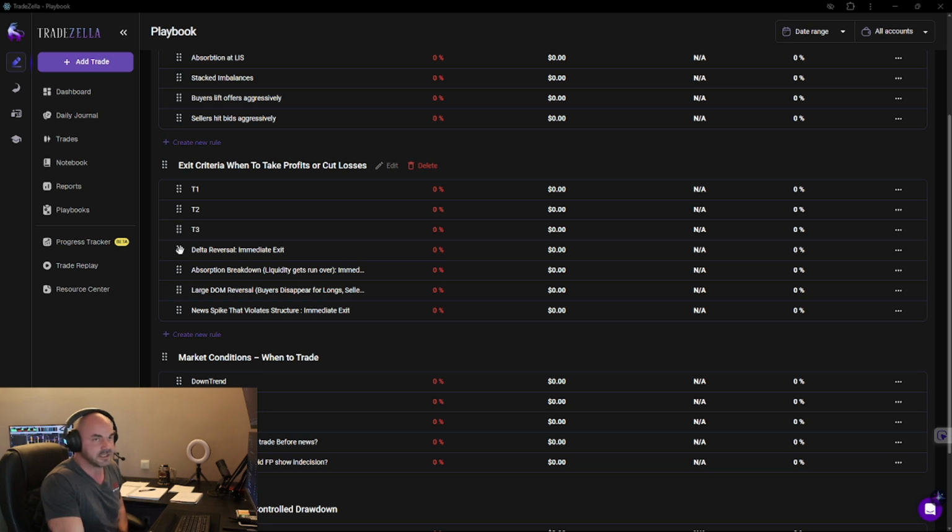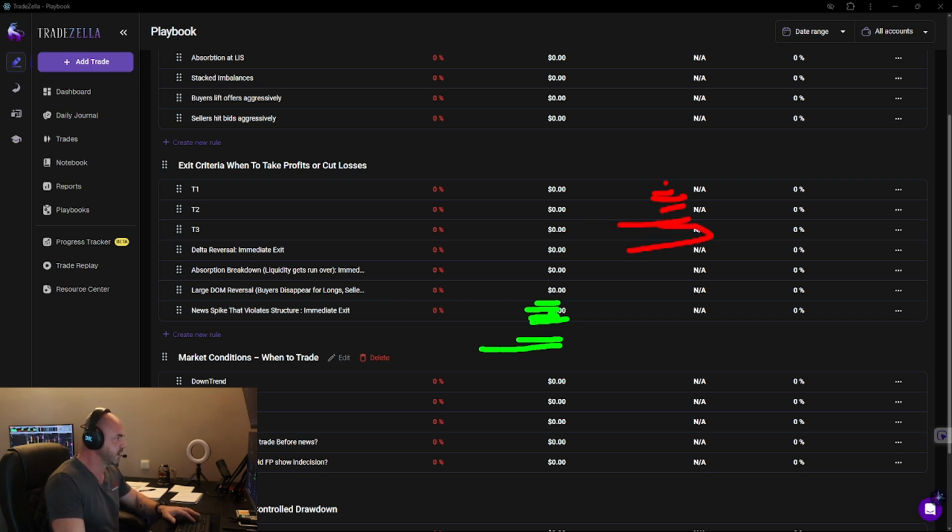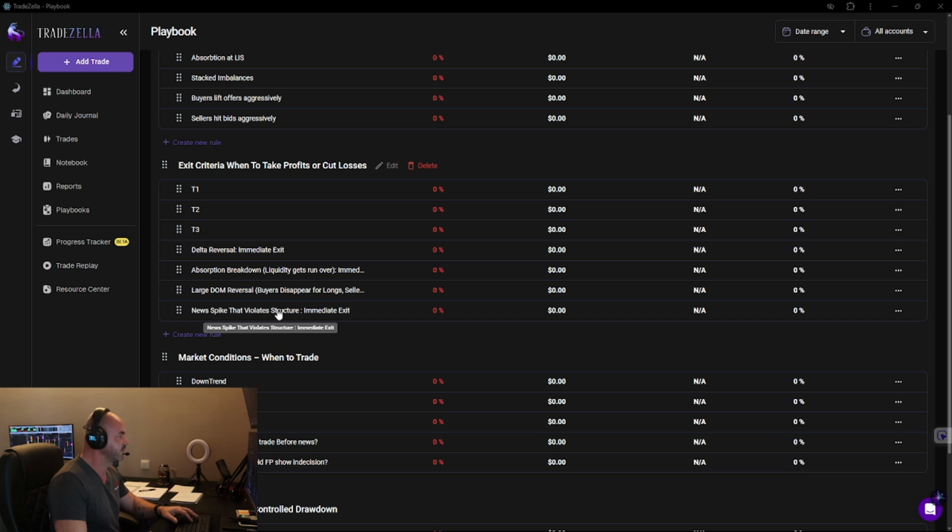Because then you have to make an immediate exit. These are all immediate exit rules. Did I have an absorption breakdown, like liquidity that got run over? Do I have a large DOM reversal? So, for example, we're going up. You have all these buyers stacking below, and suddenly there are no buyers anymore, and sellers start attacking, bam, bam, bam, bam, bam, coming in. Then you can also take an immediate exit, and a news spike that violates structure.